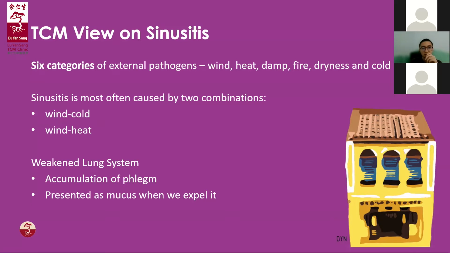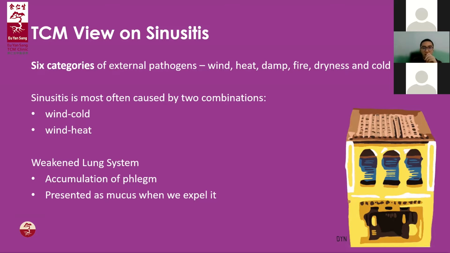There are 6 categories. External pathogens, meaning the environment from outside that can affect us internally, like too much wind. If these pathogens are in balance, not in excess or too little, most of the time they will not cause disease to our body. But if the wind is too strong, or there is too much heat, maybe you're in the sun for too long, or dampness. Singapore is quite famous for heat and dampness in the environment, right? Then fire, dryness, and even cold.